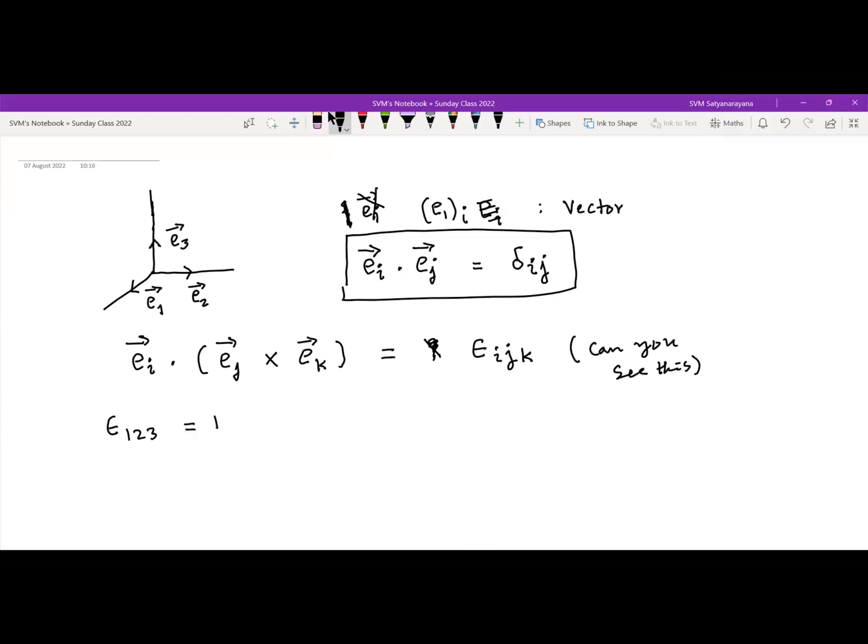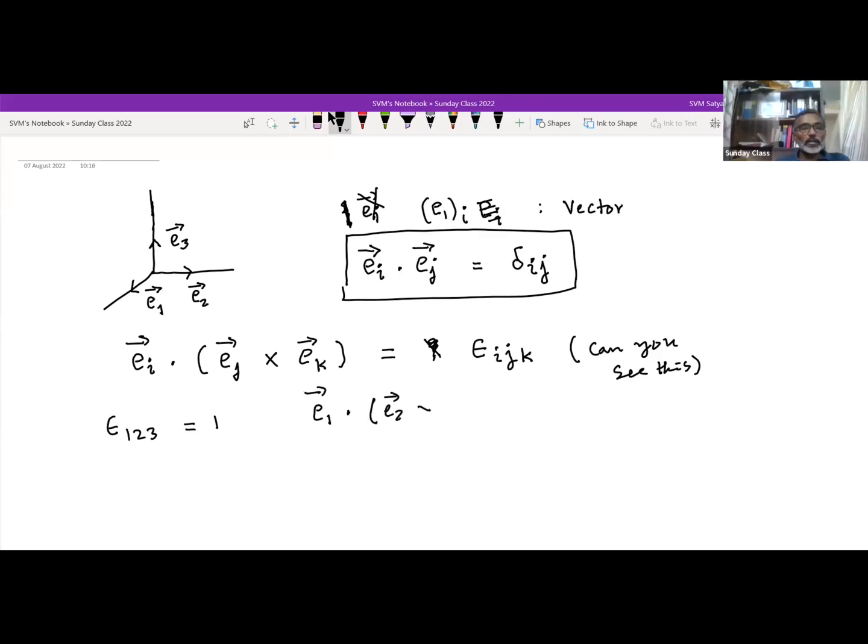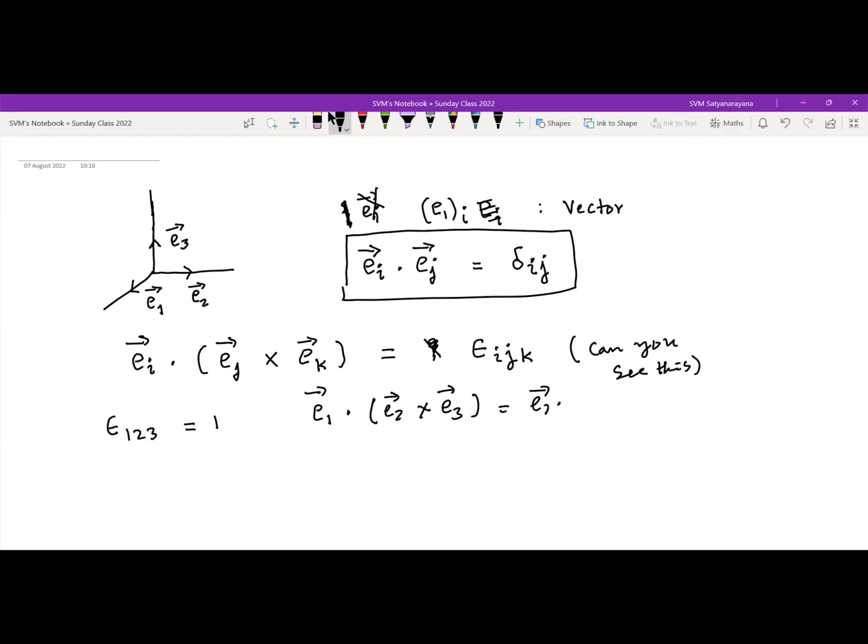It is 1. So that means E1 dot E2 cross E3. What is E2 cross E3? E2 cross E3 is E1, right? So that is E1 dot E1, which is equal to 1. Correct? What about epsilon 132?